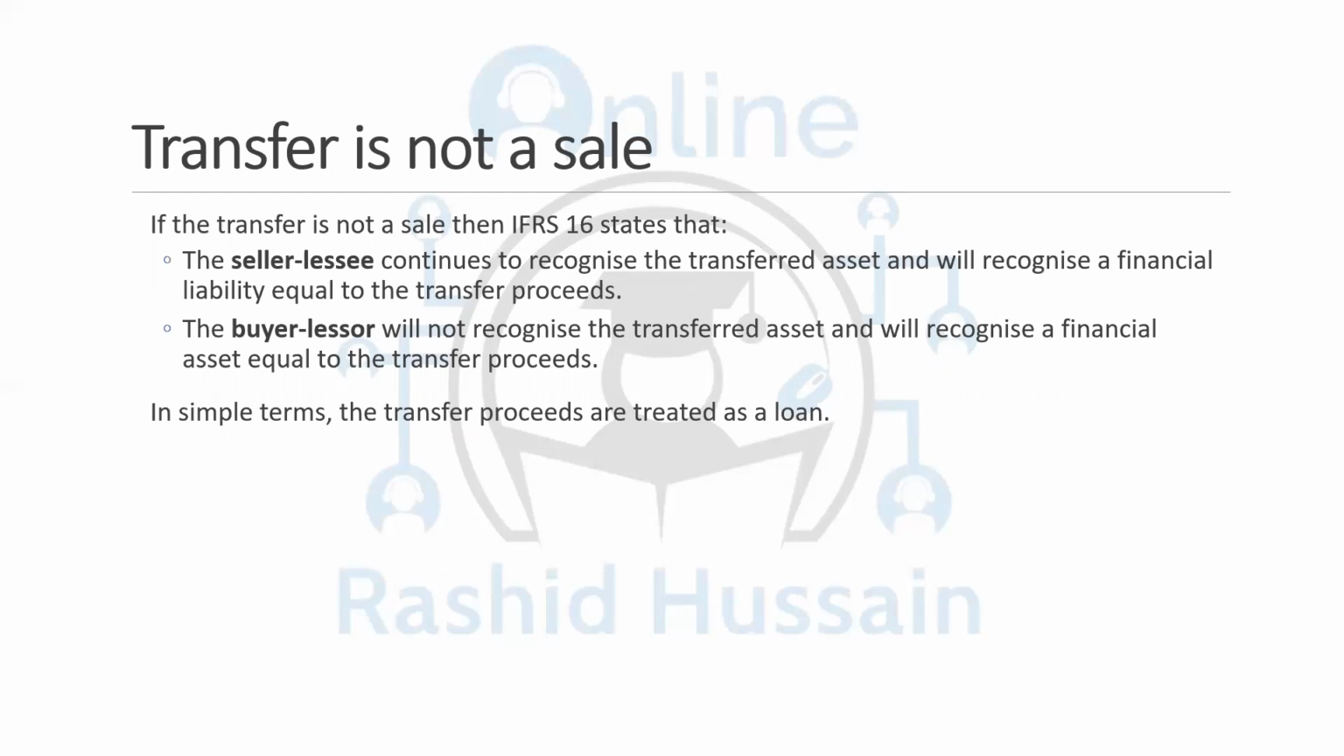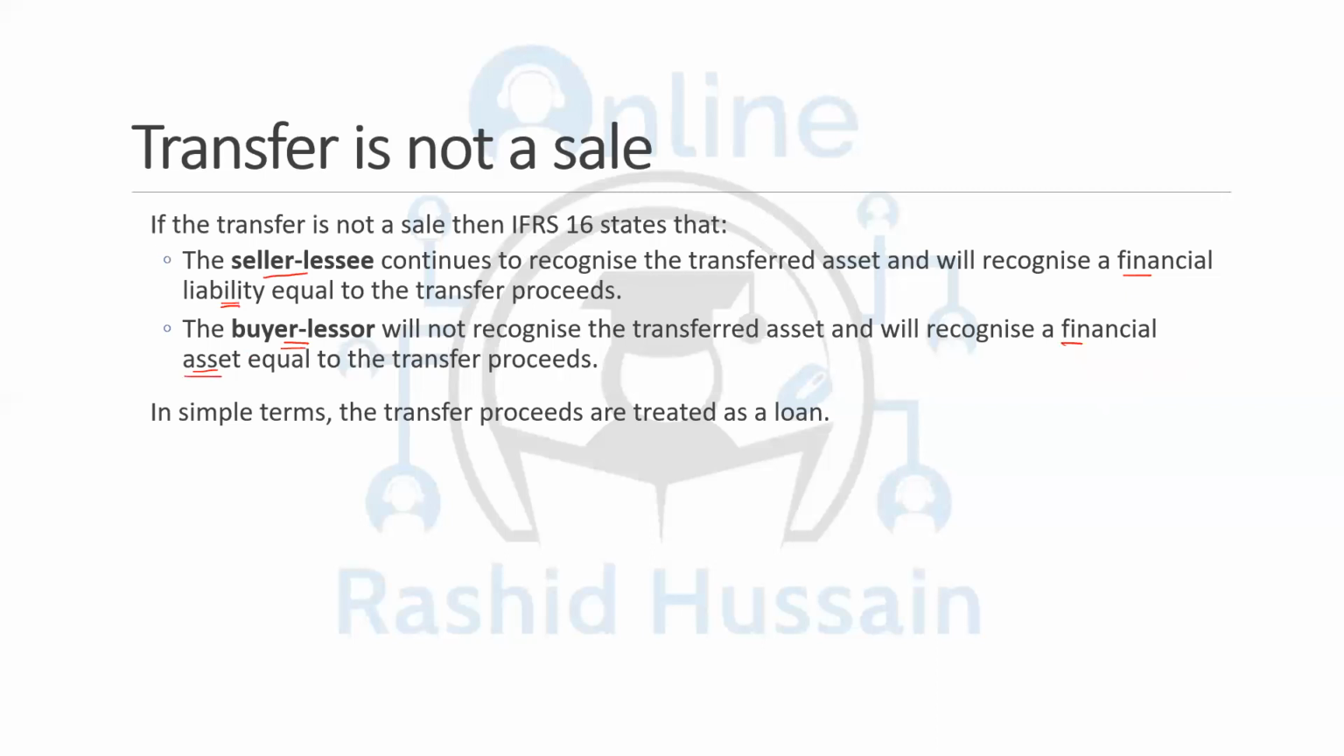So it's simply a financing arrangement that you're keeping your asset as a collateral and then getting the payments from the lessor. In that case, the seller lessee should record a financial liability because they have taken the payments from the lessor based on that asset. The buyer lessor should record the financial asset because they will be getting the payments and the interest.